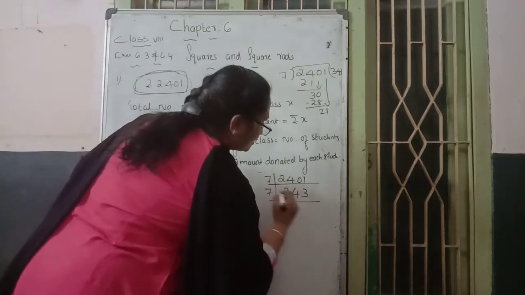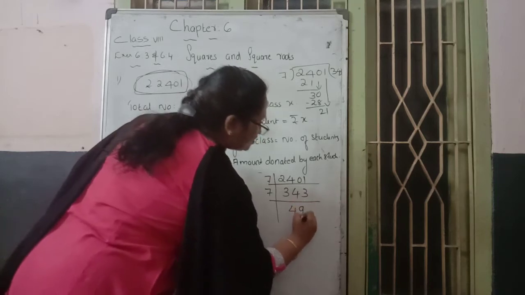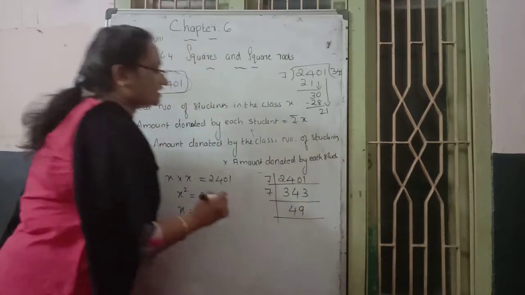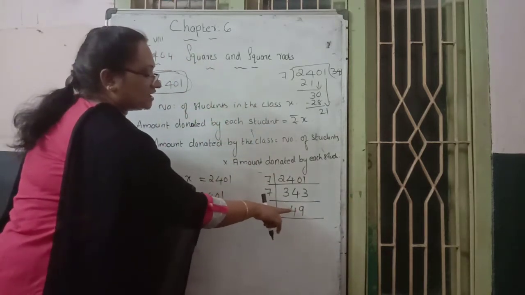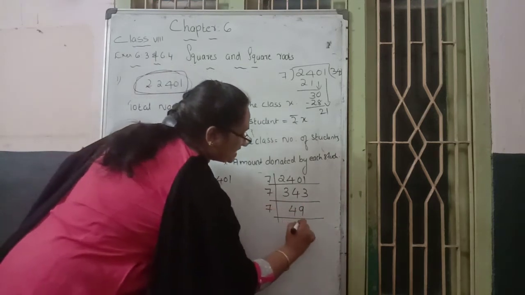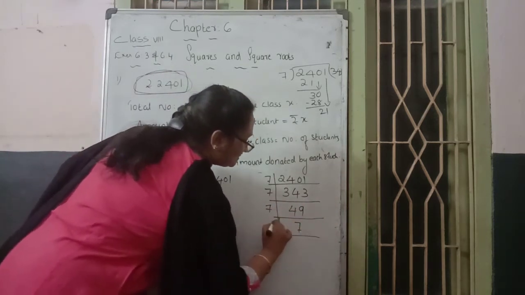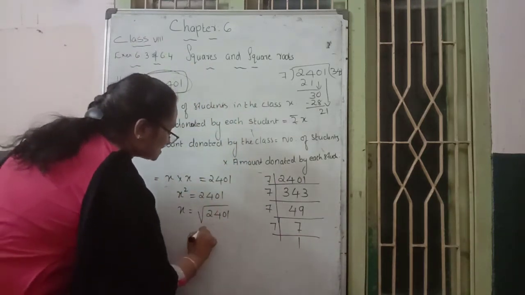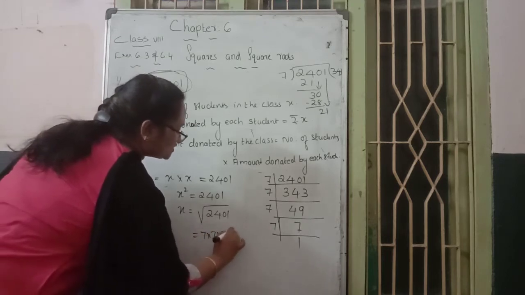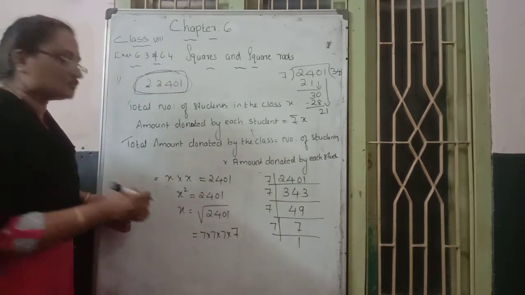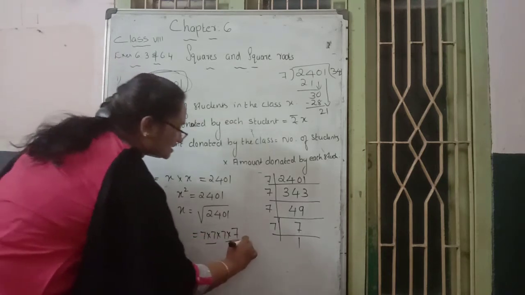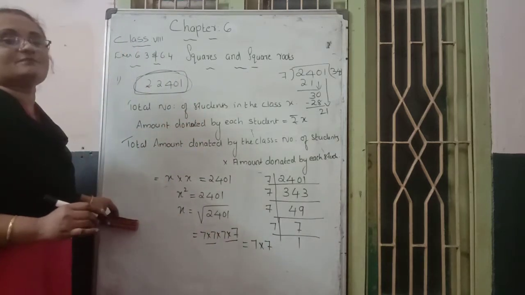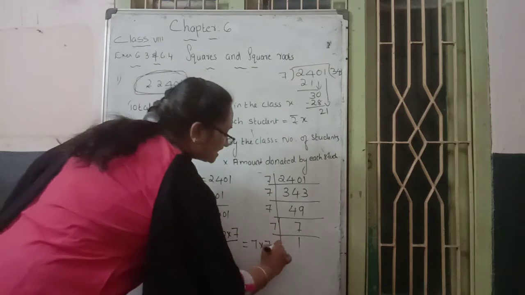Then 63, for 7 table, 63 is 9 times, 7 into 9 becomes 63. Then the subtraction. Then again 7 table, 49, 7 times 7. 7 is a prime number, that's why we use 7 only and divide. So what are the factors here? 7 into 7 into 7 into 7 are the factors. Then to take the square root, pair them, and from each pair take one number. First pair 7, second pair 7, take them outside and multiply: 7 into 7 becomes 49, which is the answer.